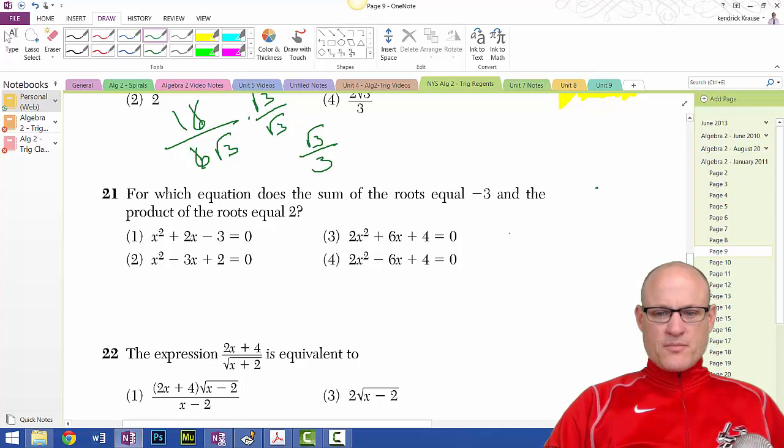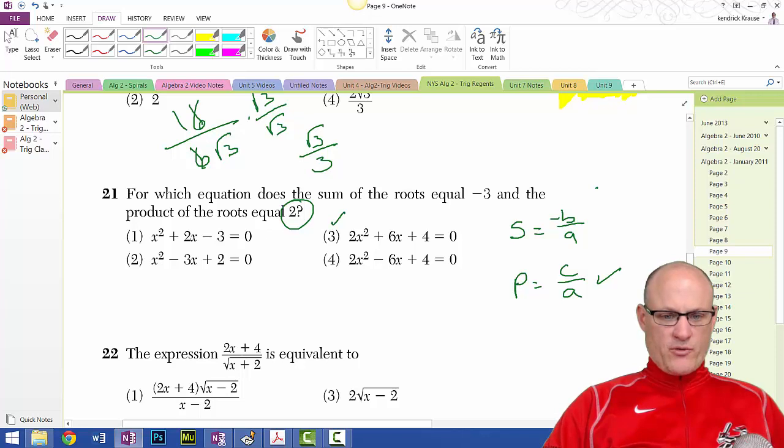All right. Remember your rules or your formulas. Sum is equal to negative b over a, and product is equal to c over a. Now, the easiest one to check, I think, is product. So we're going to try to get our product to be 2. So let's see. 4 over 2. This one works. 3 over 1. Nope. 2 over 1. Yep. 4 over 2. So we got rid of one choice on that.